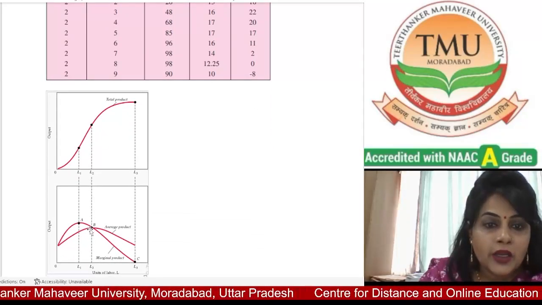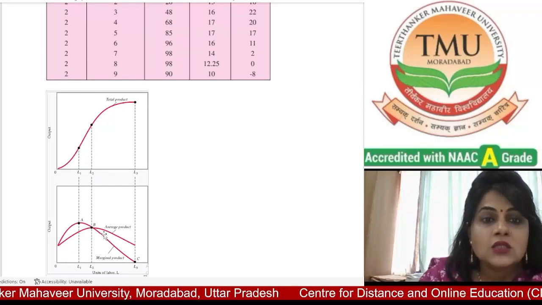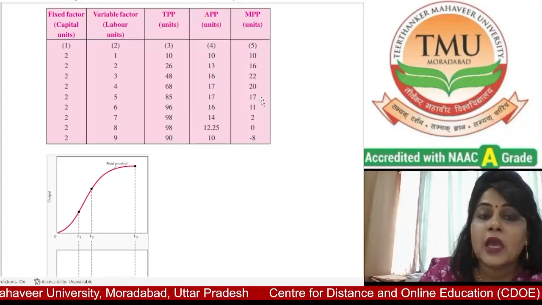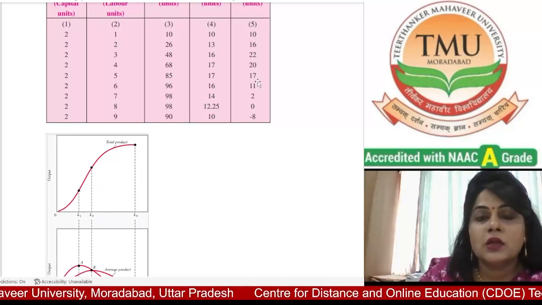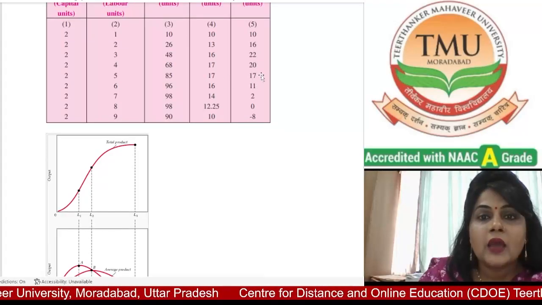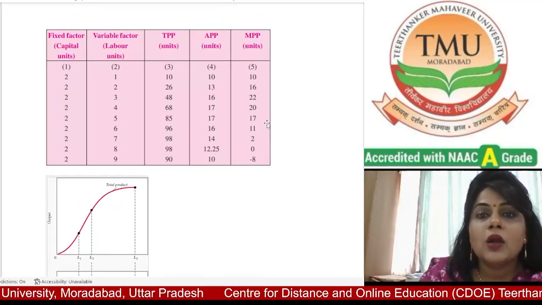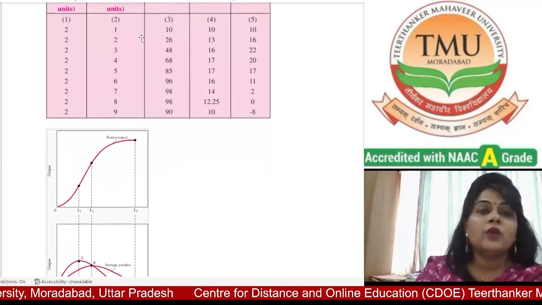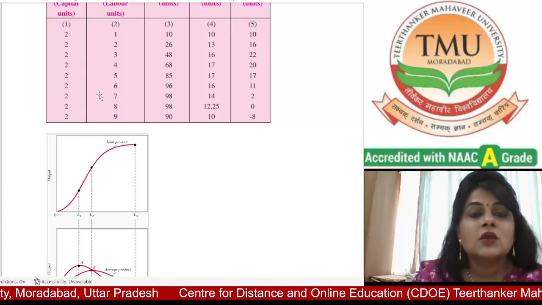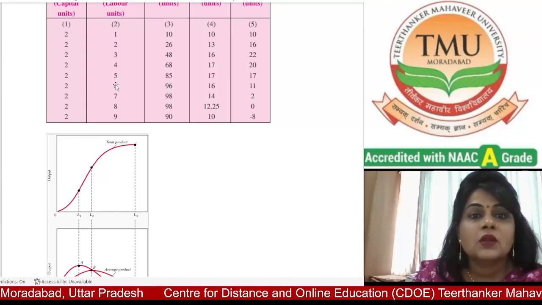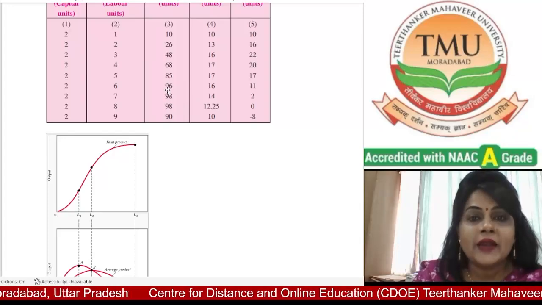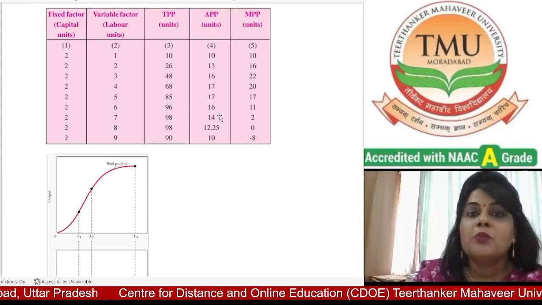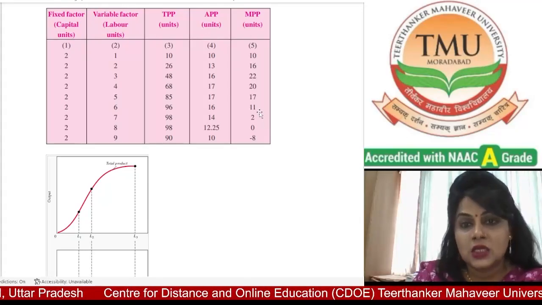This is the point where APP and MPP are equal. Now, by using another variable factor, the sixth, total product becomes 96, and APP also decreases. It becomes 16, and MPP is decreasing fast.